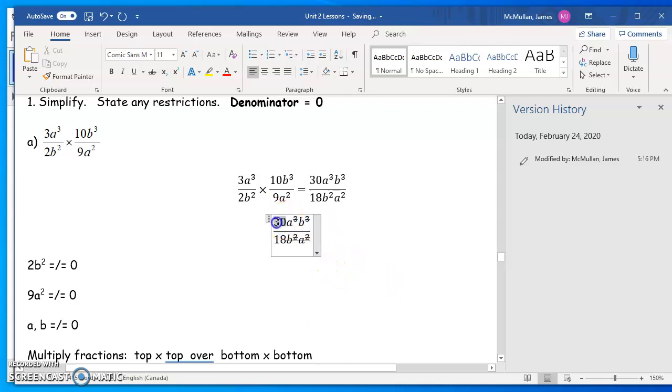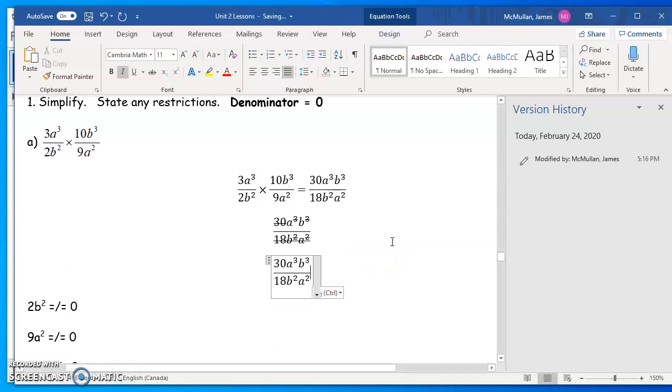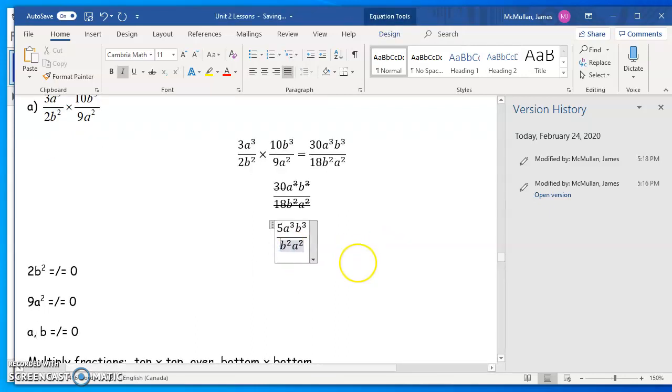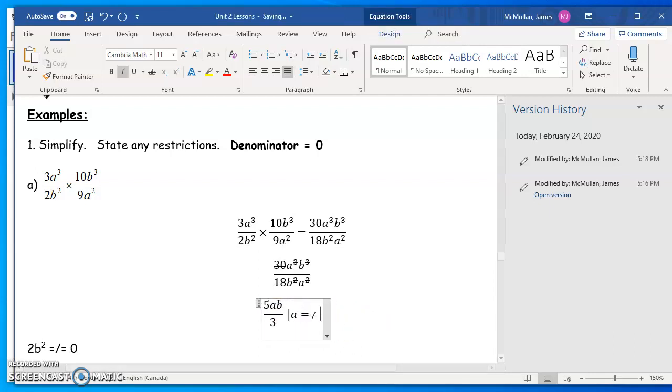Now, the 30 and the 18, you can divide them both by 6, right? So you end up with a much, much simpler expression, which is, 30 divided by 6 gives me 5. 18 divided by 6 gives me 3. And the b squared, a squared is gone from the bottom. And from the top, we just have ab. That's all that's left, right? So this whole expression gets simplified down to 5ab over 3. Now we're going to state our restrictions just to make sure. A not equal to 0. Oh, sorry. Like that.